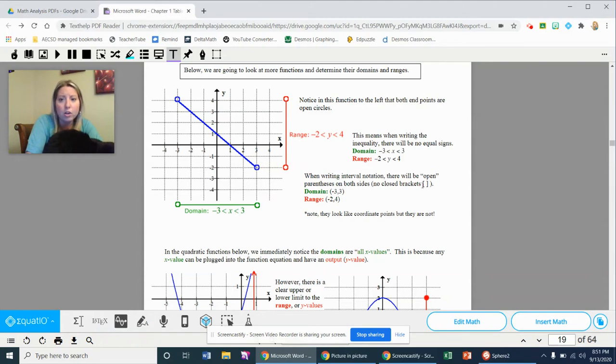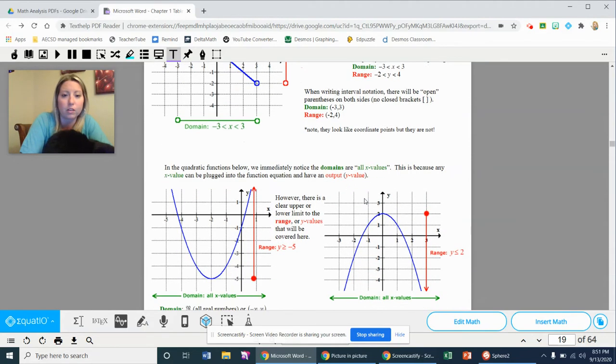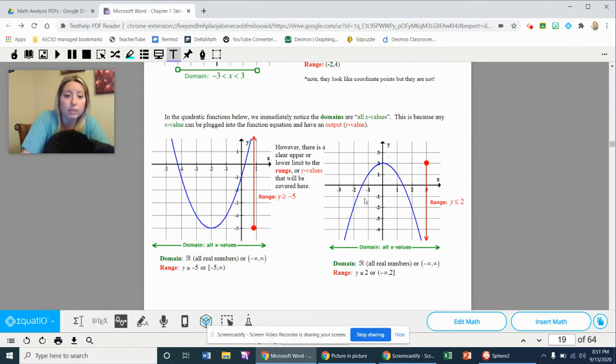Here there are no closed brackets anywhere because we had no closed dots. So in interval notation, it looks like points, but it's describing the domain and the range as two separate things. So you kind of have to know that you're talking about domain or range for those. Sometimes, and in both of these cases we see it, as we're talking about our domains and our ranges, the answer is all real numbers.